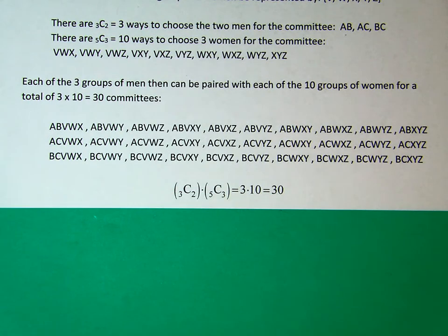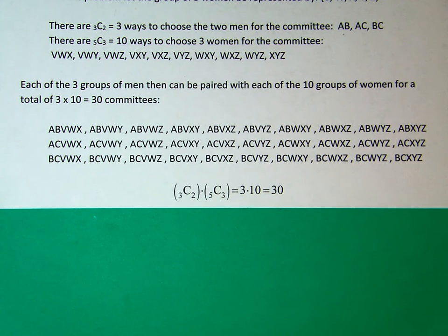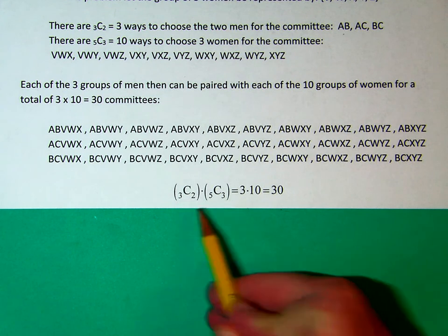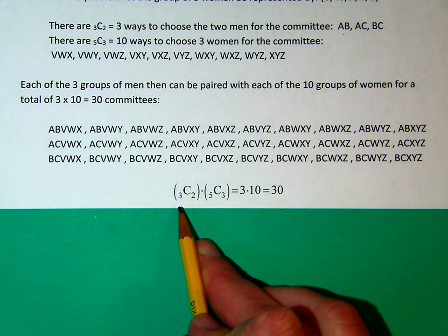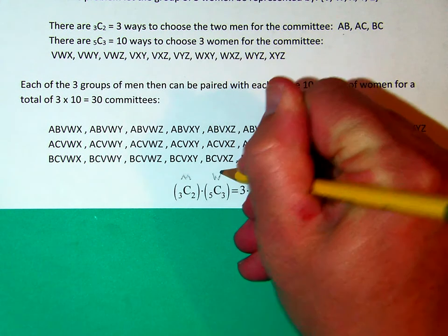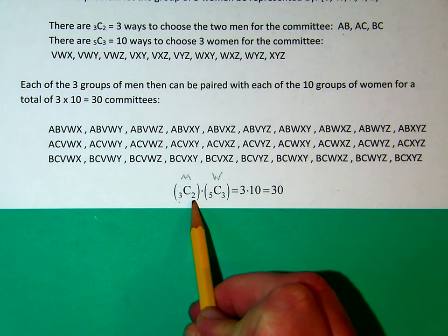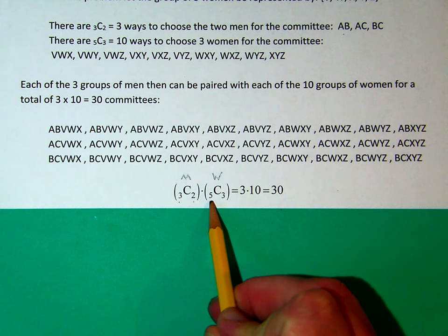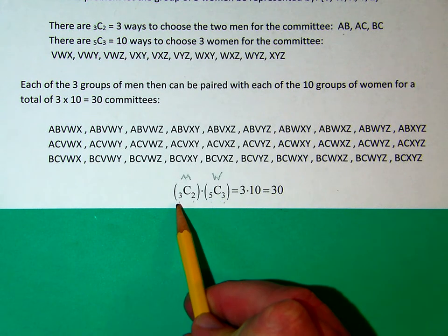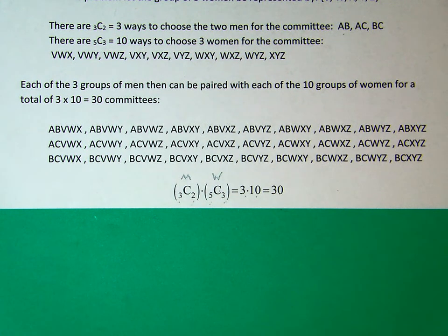Now, as far as what you would actually do for solving this problem, you're not going to make out this list here of 30 different possibilities. What you're going to do is have an nCr for each one of the subgroups. The 3 represents the men, and the 5 represents the women. From the group of 3 men, we want to choose 2. From the group of 5 women, we want to choose 3. 3C2 is 3, 5C3 is 10, 30 possible combinations here.